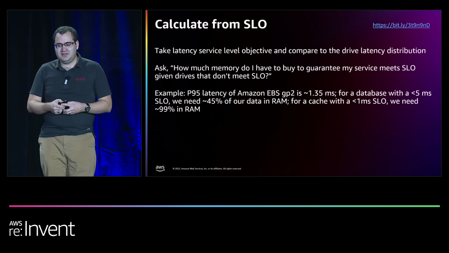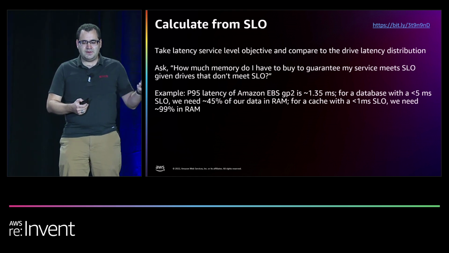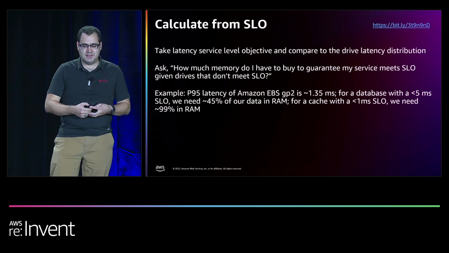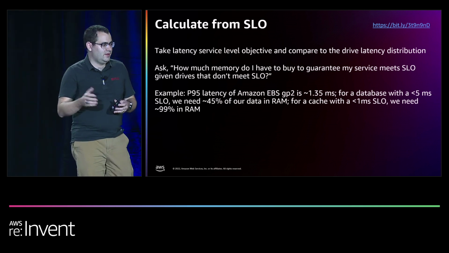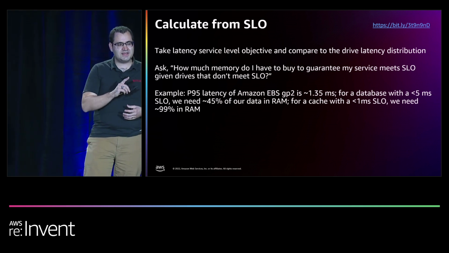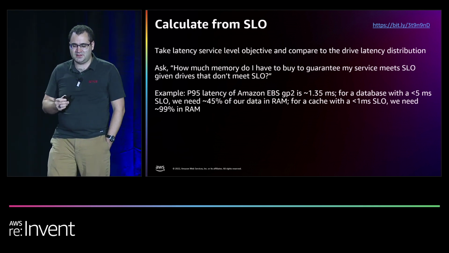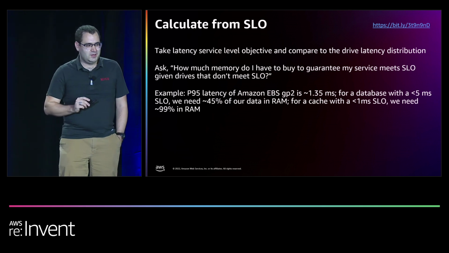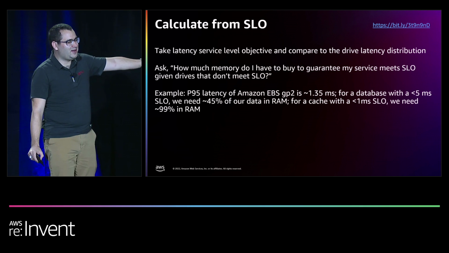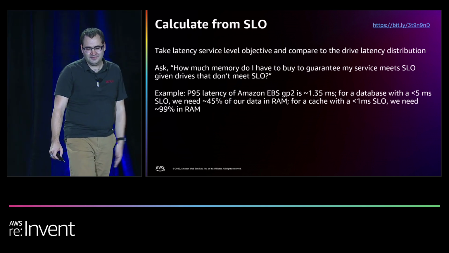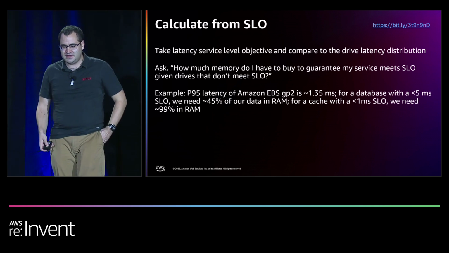So for example, if EBS GP2 has a P95 latency of 1.35 milliseconds, then for a database that has a 5 millisecond P99 latency SLO, we only need about 45% of our data in RAM to guarantee that we will meet that SLO. Contrast that with a cache, like Memcache, which, at Netflix, carries latency SLOs of less than 1 millisecond. We need 100% of our data in RAM. We cannot rely on GP2 at all for a cached workload. And this insight allowed us to move forward because it allowed us to figure out how much RAM to buy to cache reads.